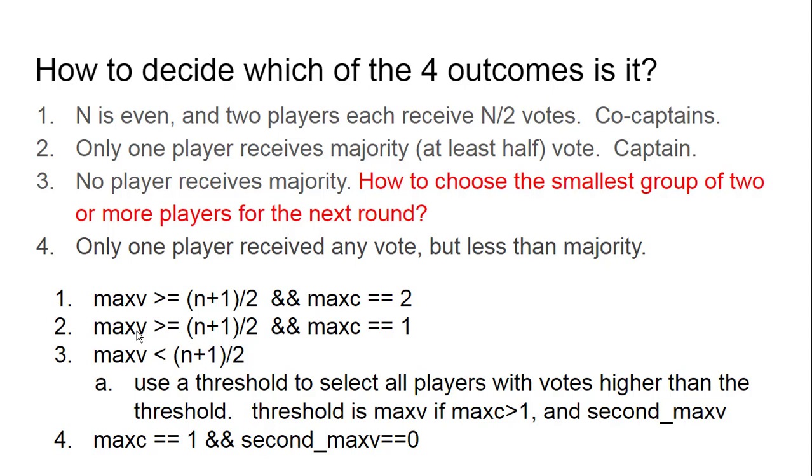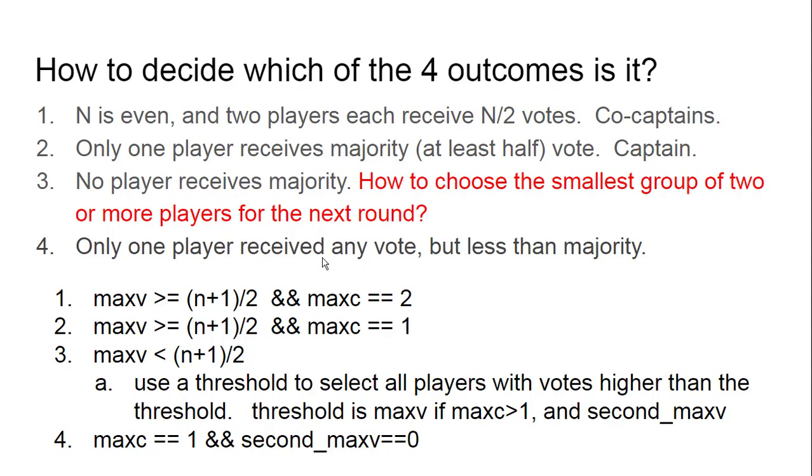Here there are 2 cases. Case 4 is the more specialized case, which can be checked by maxc being 1, meaning a single user received the highest number of votes, and second maxv being 0, meaning no one else received any vote. Only one person received any positive vote. That can be expressed using the condition at the bottom of the slide.